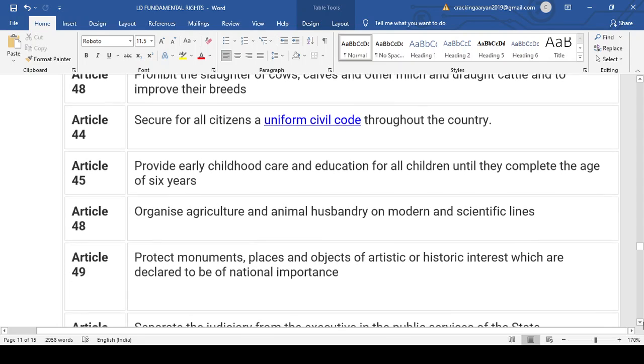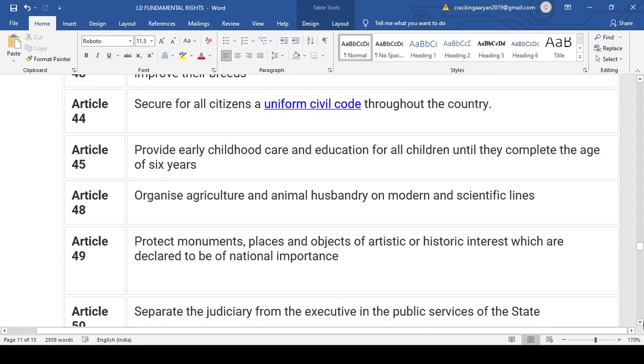Now we come to Article 45. The state shall endeavor to provide early childhood care and education for all children until they complete the age of 6 years. Okay, we know Article 21A: the state shall provide education to children from 6 to 14 years. That is Article 21A, the right to education, and this directive principle of state policy, Article 45, says the state shall endeavor to provide early childhood care and education for all children until they complete the age of 6 years.